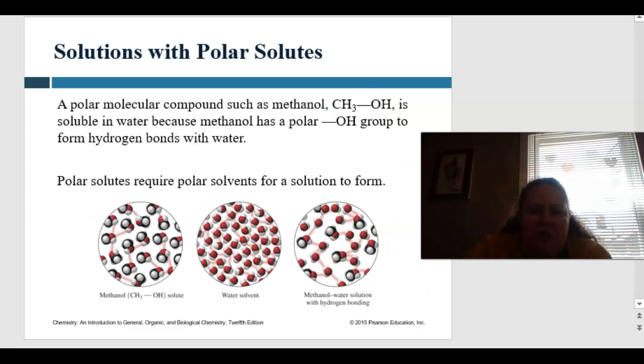So solutions with polar solutes. A polar molecular compound such as methanol, which is CH3OH, is soluble in water because methanol has a polar OH group to form hydrogen bonds with water. Polar solutes require polar solvents for a solution to form. So here we have methanol and we have water, and when they mix, because they're two likes, we're going to have a methanol-water solution with hydrogen bonds.